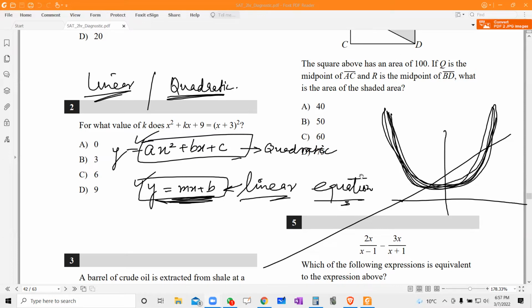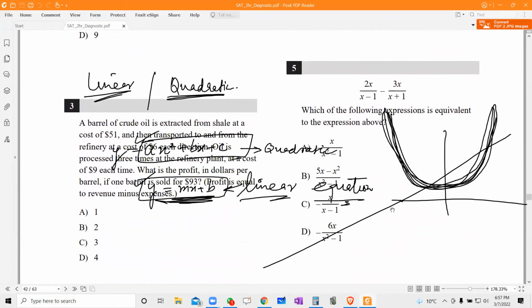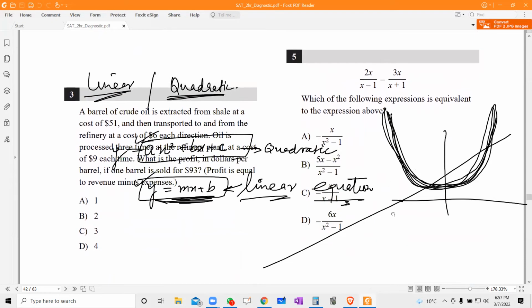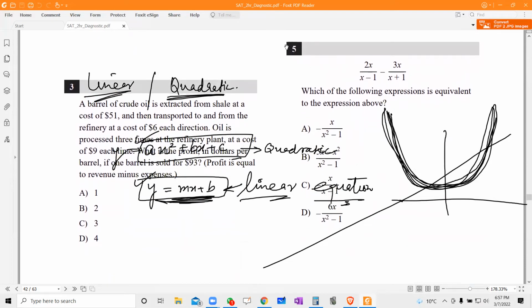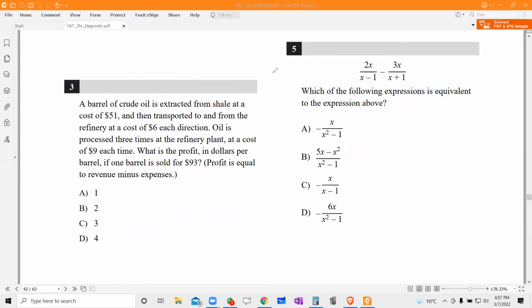All right, so let's go to the third one because my health is a little bit disturbed, so sometimes I need to. Okay, so let's go to the third question.